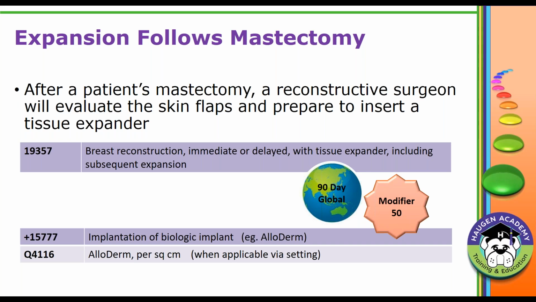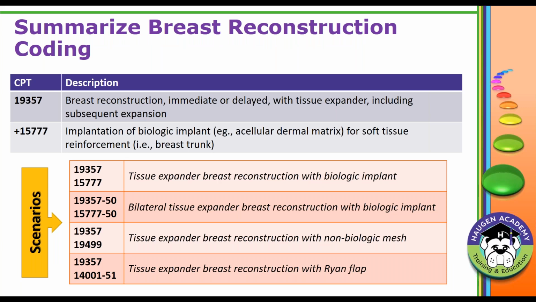It's only to be used for biologic implants such as acellular dermal matrix for soft tissue reinforcement. If a non-biologic mesh is used, you can report it with an unlisted code 19499. And if you're reporting the AlloDerm, depending on your setting and if you can report it, the code for that is Q4116. So here are some examples of how this might look, some different scenarios with the 19357 code.